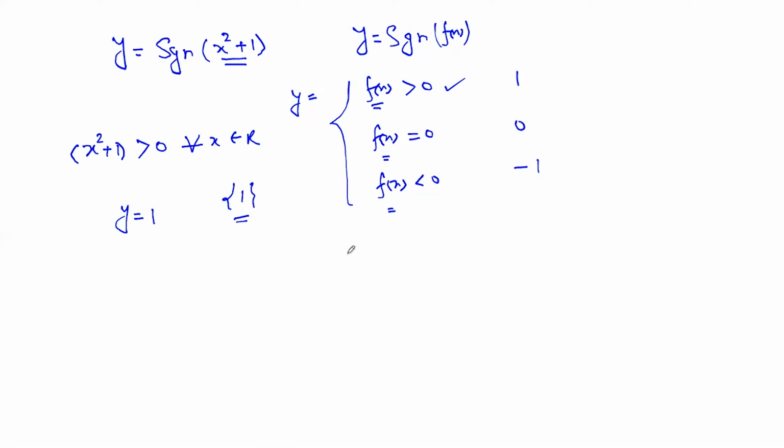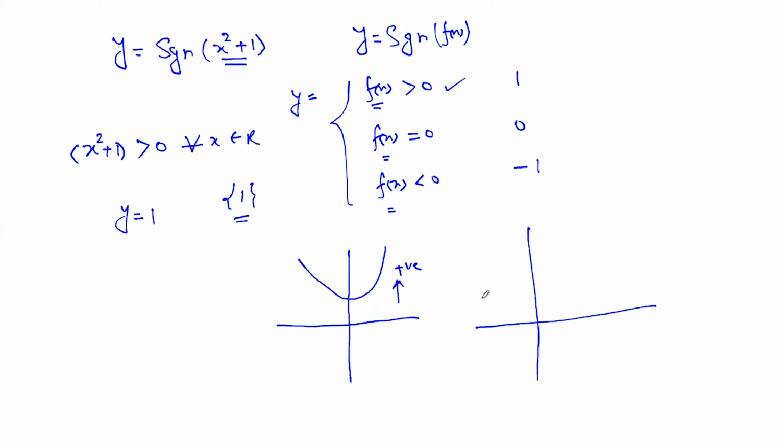So the graph, since we know that the graph of x square plus 1 is something like this, is always positive, right? So draw the graph. y is equal to 1 will be the graph of this.